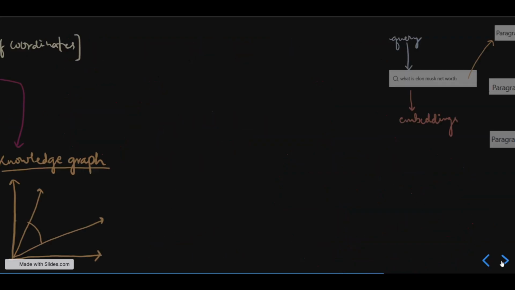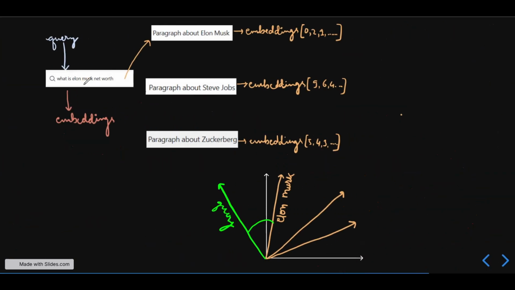Let's get to the other slide. Let's take an example so that you can understand it further. For example, we have searched on Google or an AI chatbot: what is Elon Musk's net worth? So our query is this: what is Elon Musk's net worth? Let's say we have three paragraphs over there: one paragraph is about Elon Musk, the second is about Steve Jobs, and the third is about Zuckerberg.